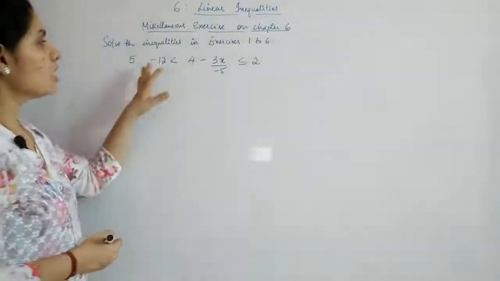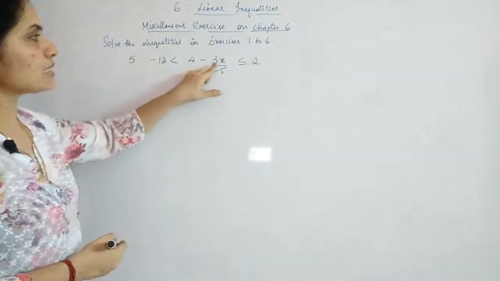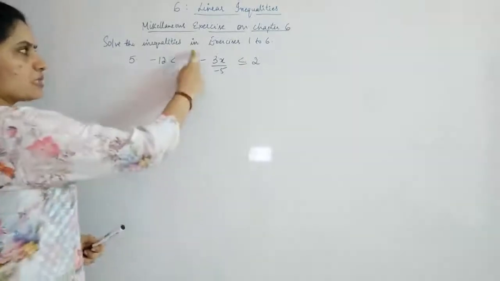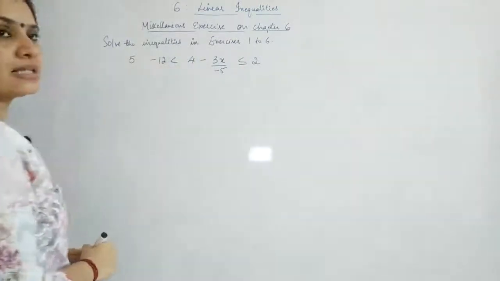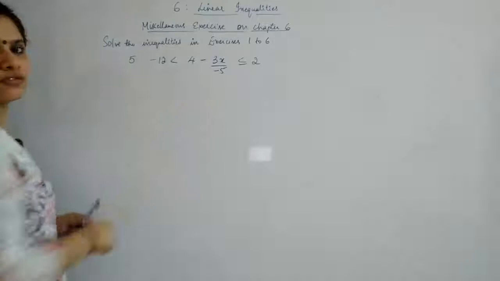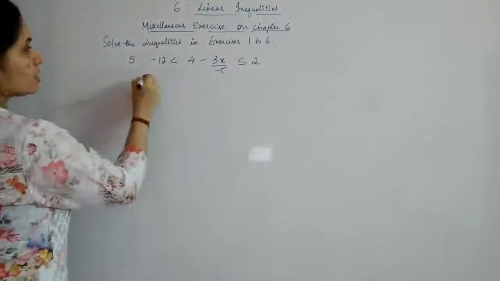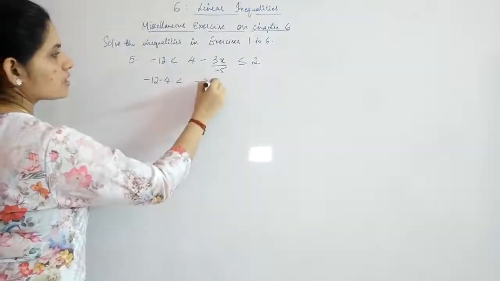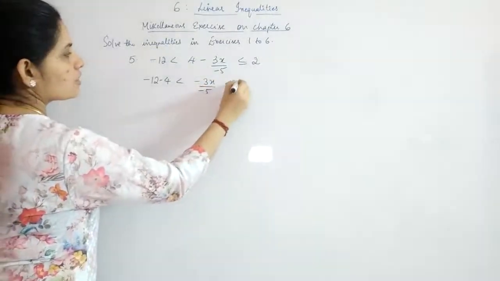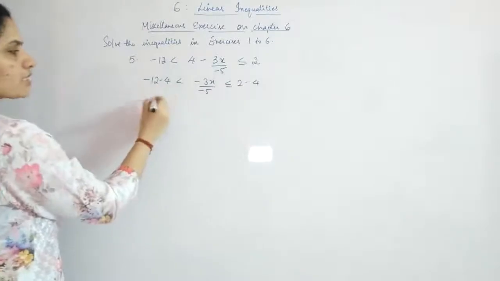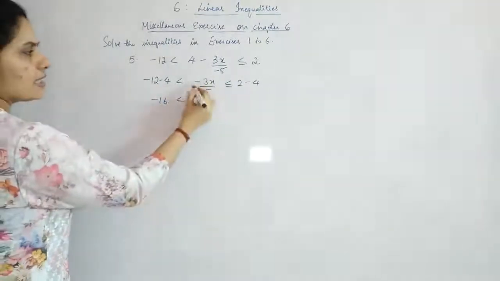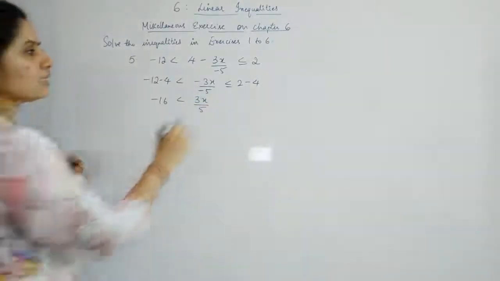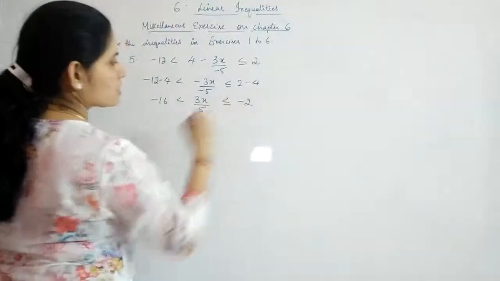Question number 5. Minus 12 less than (4 minus 3x) by minus 5 less than or equal to 2. So first purpose is to remove 4. That means negative 4 should be added or 4 should be subtracted throughout. So you'll get minus 12 minus 4 less than, this 4 is gone, minus 3x by minus 5 less than or equal to 2 minus 4. This will give you minus 16 less than, negative gets cancelled and you will get 3x by 5, less than or equal to minus 2.